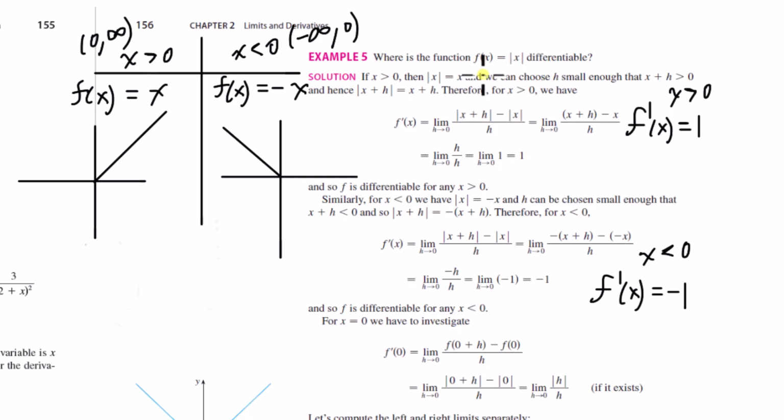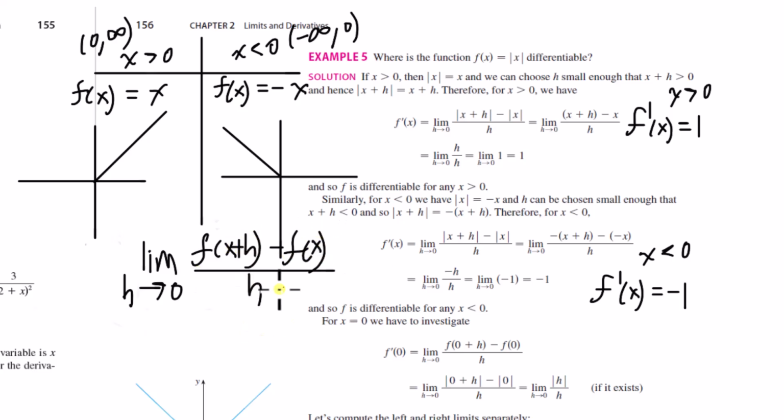Okay, so the function is differentiable for all x greater than 0 and less than 0. The reason is that if you plug any x that's greater than or less than 0 into the derivative function for this function, you're going to get an output. So now what about when x is equal to 0? To determine if the function is differentiable at x equal to 0, we know that the definition of differentiability is that the derivative exists. The limit definition of the derivative exists: the limit as h approaches 0 of f of x plus h minus f of x over h exists.